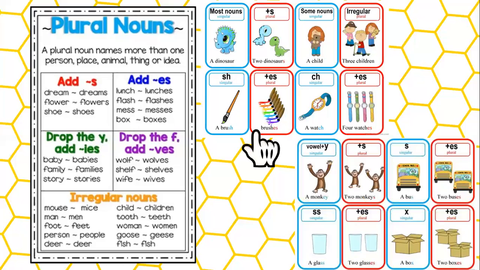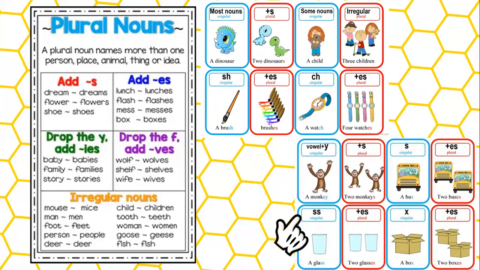Sometimes we change brushes, then watches, we add ES. For a vowel and Y, for example, monkey, it ends with EY, so it does not change. We only put S to it.